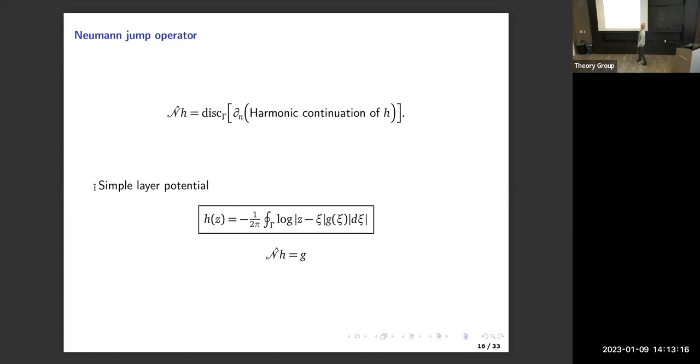So if you have a star, not a star, but some distribution of charges or mass here, and you measure the electric field over there, you would like to know the shape of the domain of the star. And the Neumann jump operator does it for you. It takes the electric field or Coulomb potential outside, acts on it, and reduces the density.